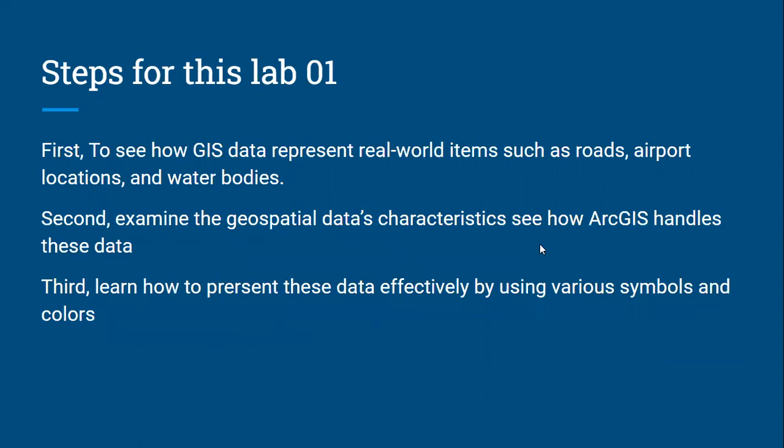So for this lab, we have three steps. For the first, we're going to see how GIS data represent real world items such as roads, airport locations, and water bodies. For the second step, we're going to examine those geospatial data in ArcMap and see how ArcGIS handles those data. And for the third step, we're going to learn how to present those data effectively by using different symbology, color, and different line styles.